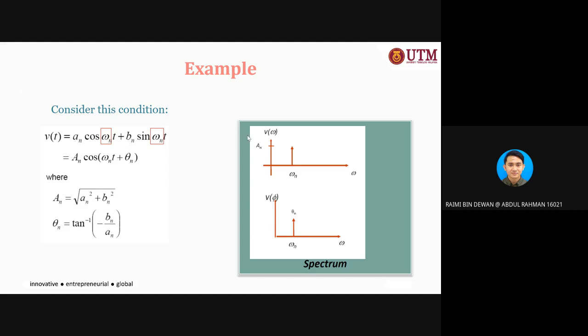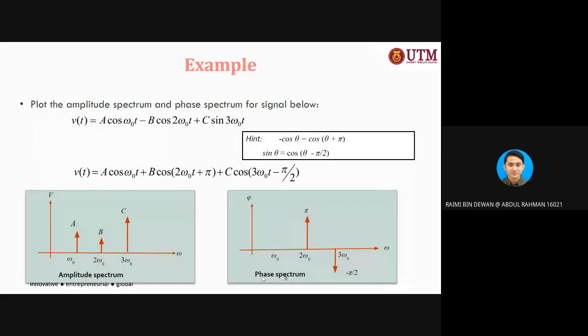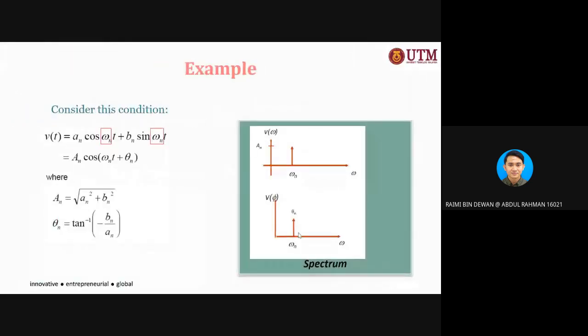Okay. Now we are to plot our spectrum. A_n is at this frequency omega_n with amplitude of A_n here. So it's here. The phase spectrum similarly, omega_n is the frequency. However, instead of amplitude, because it's a phase graph, this one should be theta_n. Because it's the phase spectrum, this one should be your phase.